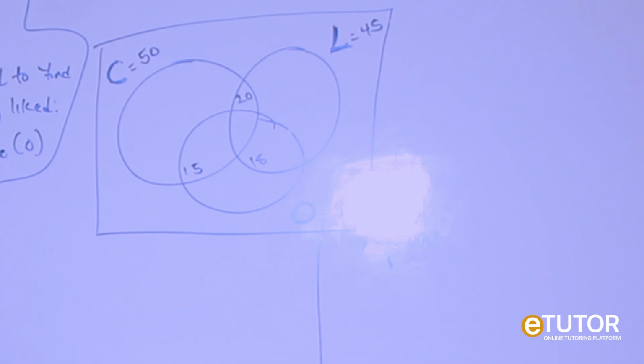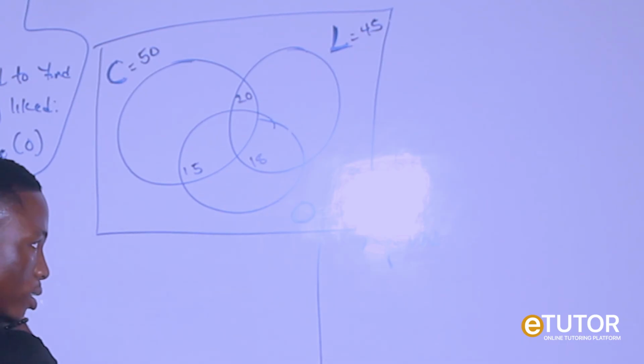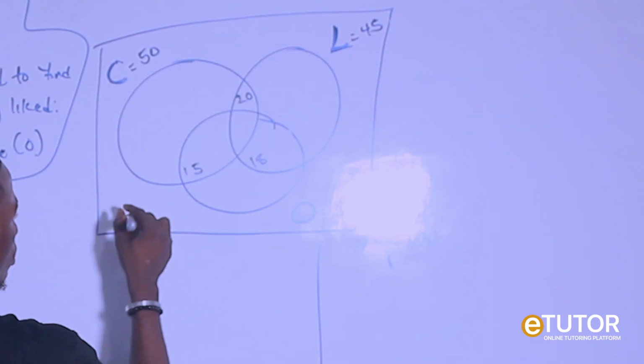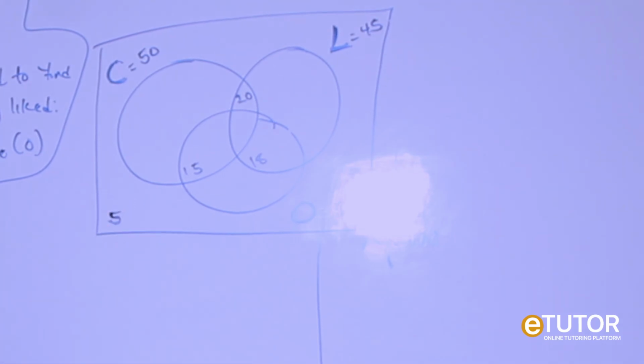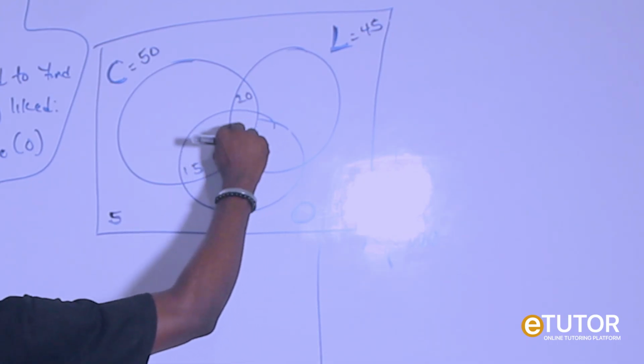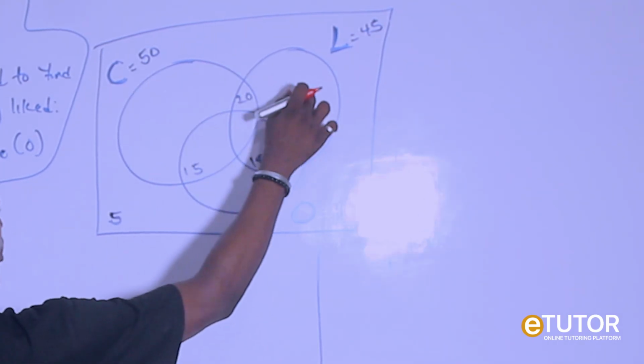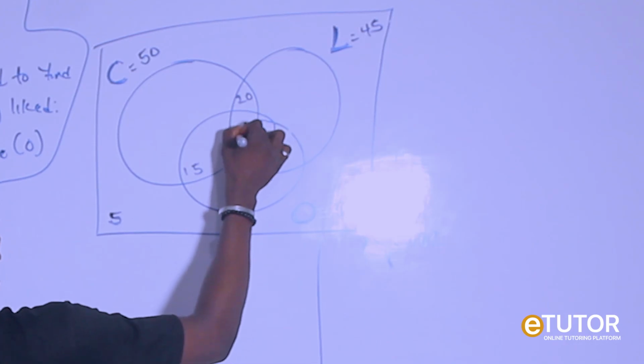So we're now asked to find. Okay, it said 5 did not like any of the 3 drinks. That means the complement of the set. So 5 did not like any of these 3, so they'll be outside. So 5 will be here. They now asked, how many people liked all 3 soft drinks? So this portion represents the intersection of all 3, that is C intersection L intersection O. Let us call that x.